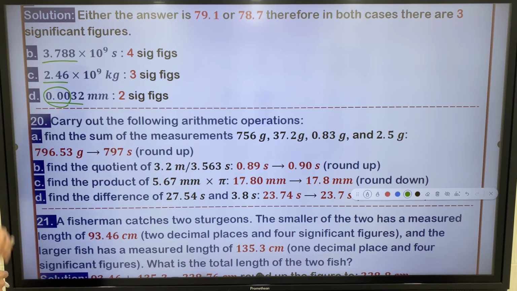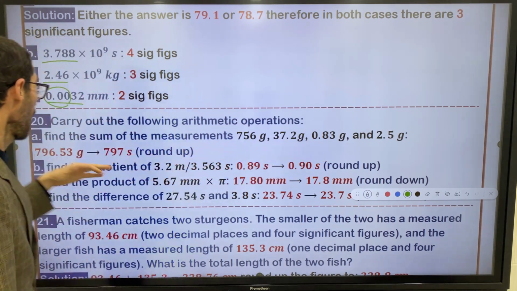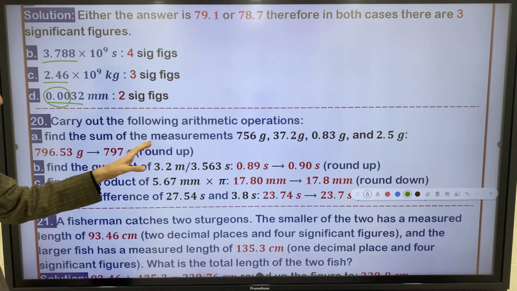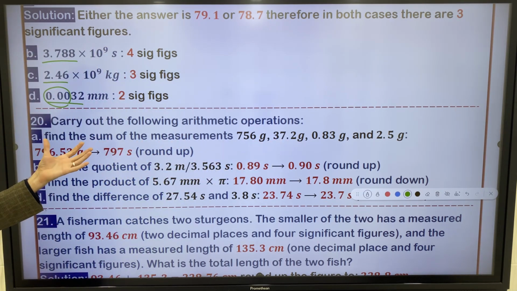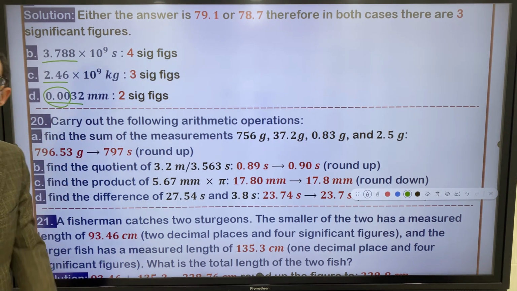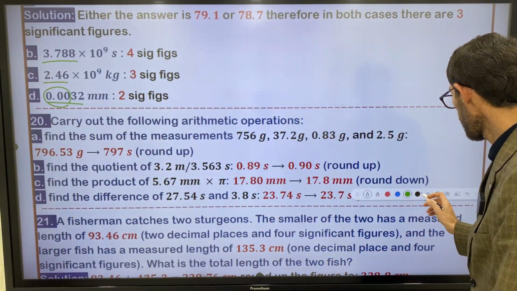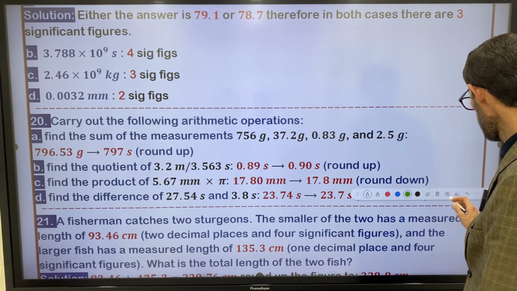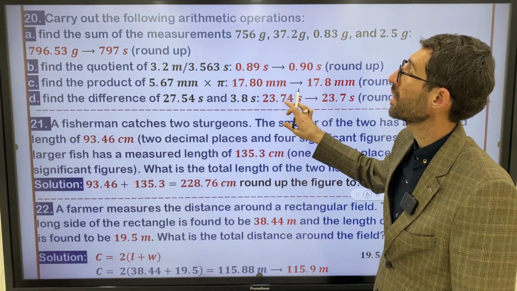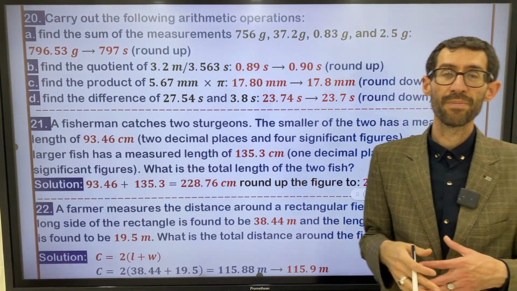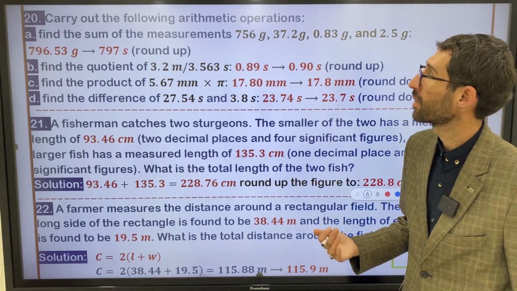Let's move on to question 20. Carry out the following arithmetic operations. Find the sum of the measurements, right? After that, we do the operation, and after that we round up or down based on the answer, and we obey the rules that we got in the previous lectures, which we had in a table, right?